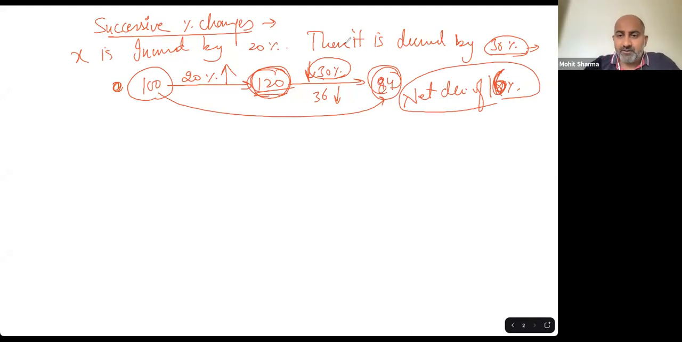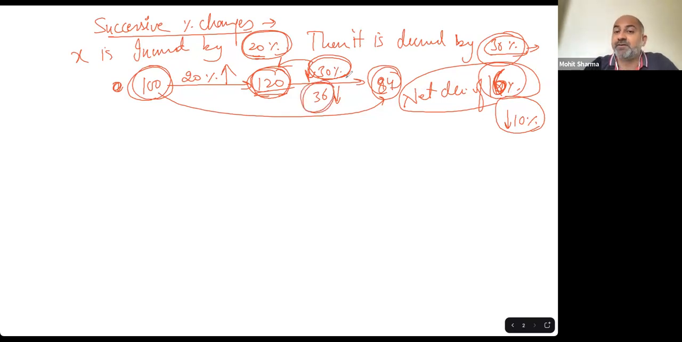Right? So just by looking at it, it seems that we are increasing by 20%, then decreasing by 30%. Net decrease should be like 10%. No, the net decrease is not 10%, it's more, because this 30% is not happening over 100, it's happening over a bigger number. So that's why its impact would be 36 instead of 30. That's why the net decrease is a bigger percentage. Understood? Any doubts?